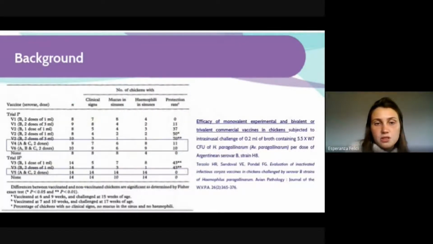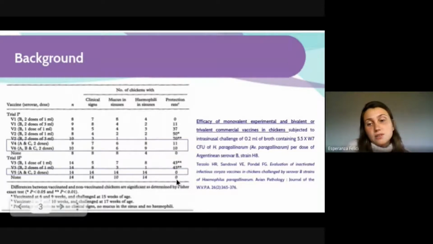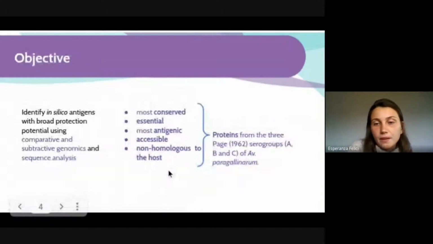Although vaccination is the main form of prevention, available commercial vaccines based on inactivated international reference strains show insufficient protection against local strains. In hopes of developing a new vaccine that overcomes this problem, we aim to identify in silico antigens with broad protection potential using comparative and subtractive genomics and sequence analysis.